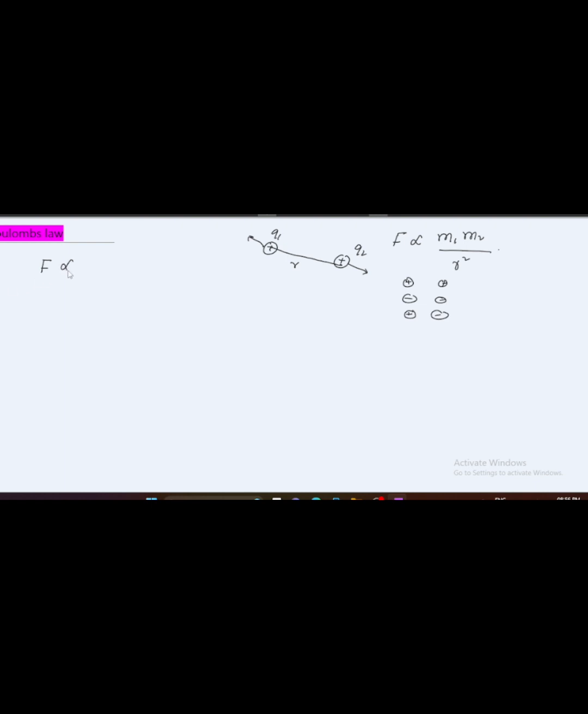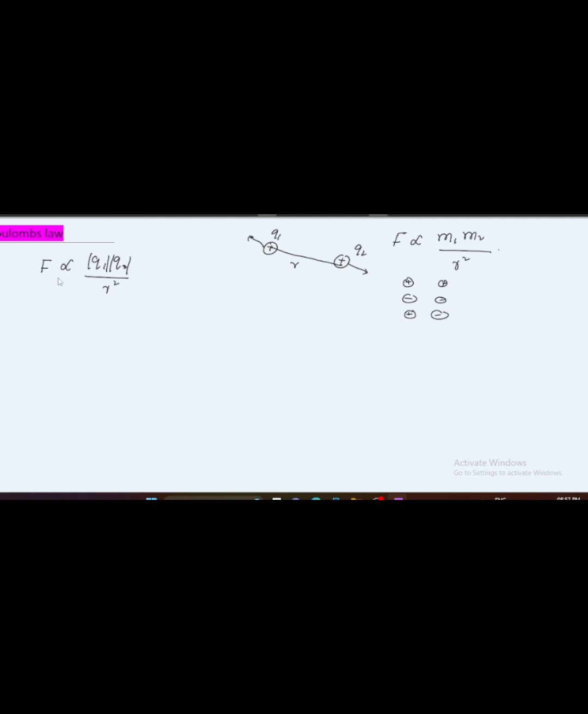Coulomb's law states that F is directly proportional to the magnitude of Q1 Q2, divided by r square. So Q1 and Q2 are the two charges, and r is the separation between the two charges. So here it is clear that this force is inversely proportional to r square. So this is the inverse square law, as is the gravitational force.